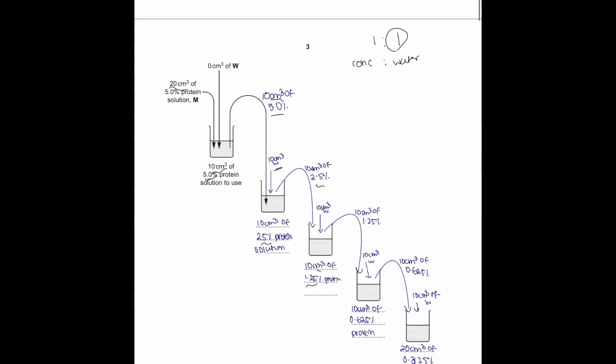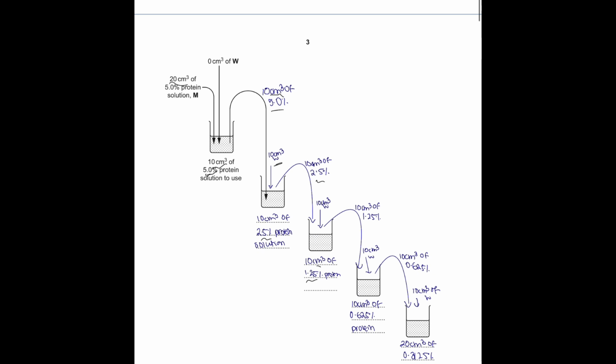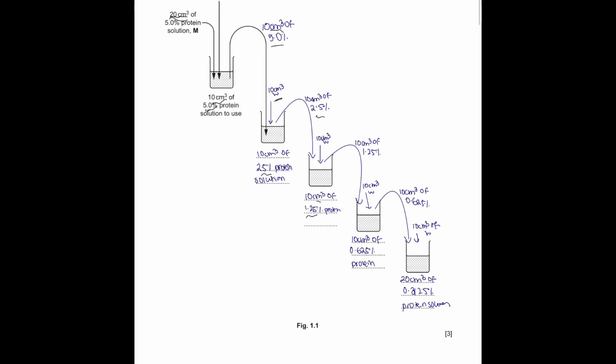Okay, so first of all, we know that serial dilution by half means the ratio is 1 to 1, the ratio of concentration to water. So 1 to 1, the total is going to give us 2, which is half. Okay, so we have 20 cm³ of 5%, and then he added 0 water, and then 10 was left. That means he removed 10 cm³ of 5.0, and he added 10 water.